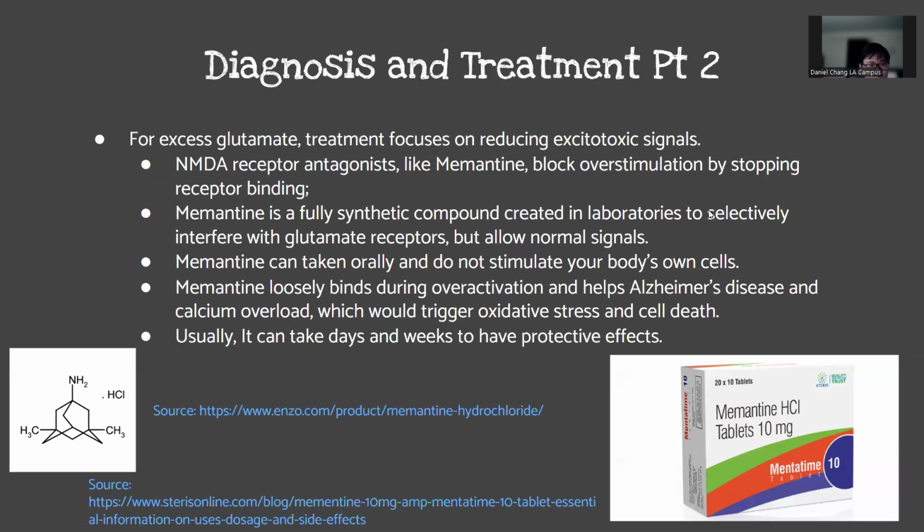Treatment for it uses NMDA receptor antagonists like memantine. It's a tablet that you just take and swallow, and it will eventually block the overstimulation by stopping receptor binding. Memantine is a fully synthetic compound created in laboratories, which selectively interferes with the receptors but allows the normal signals to go through, and it loosely binds, so it doesn't bind with all the glutamate. It helps with Alzheimer's disease and calcium overload, and it will take several days to weeks to have the protective effects shown.